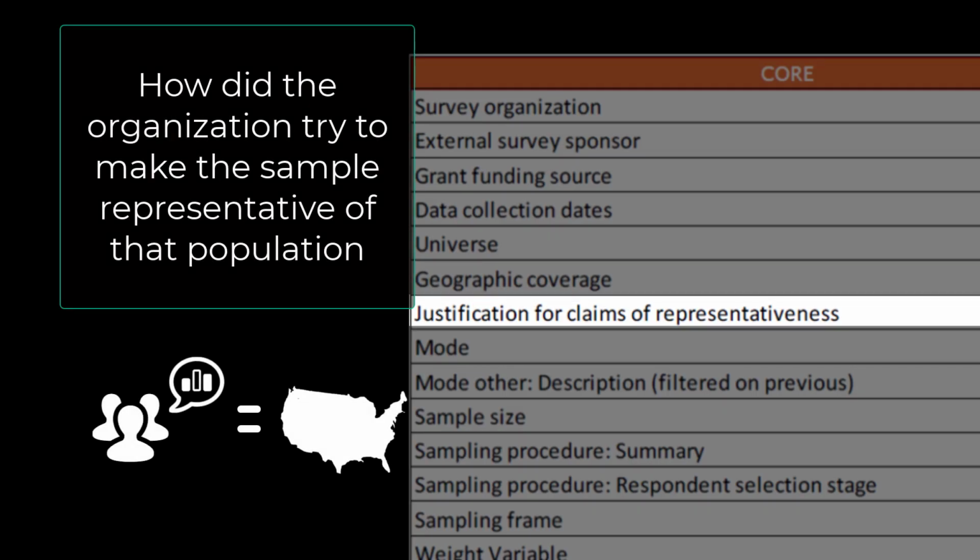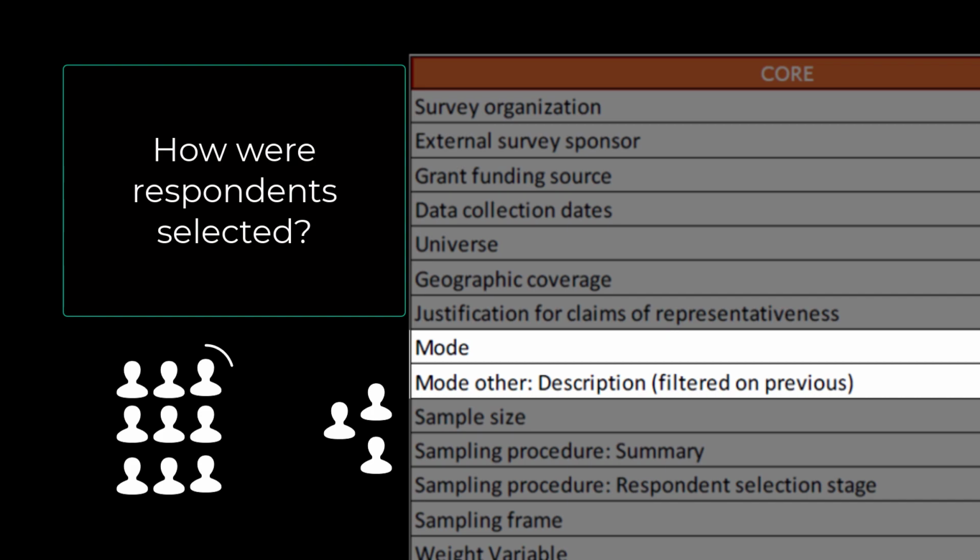No sample is perfect. Justification for representativeness indicates why the polling organization believes that their sample is representative of the target population. In the case of probability-based polls, like random digit dial telephone polls, representativeness is based on probability, that is, random selection. In the case of non-probability polls, the justification may be based on the weighting schemes applied to the sample. The sampling information tells researchers how many respondents were in the poll and how they were selected. Often, respondent selection takes place in multiple stages. Roper asks for a summary and a respondent stage selection.